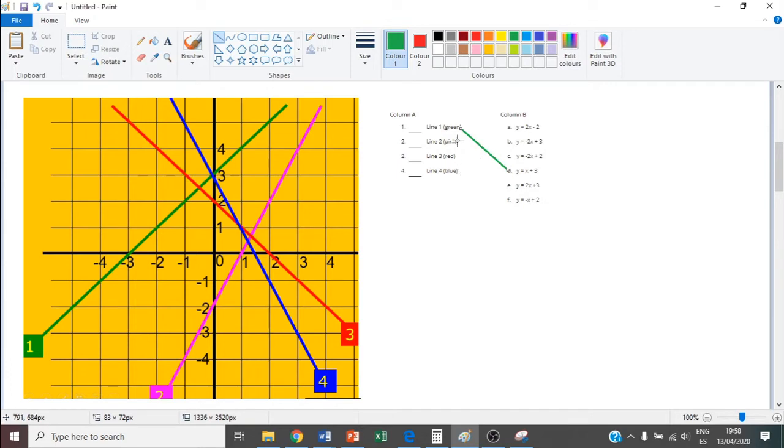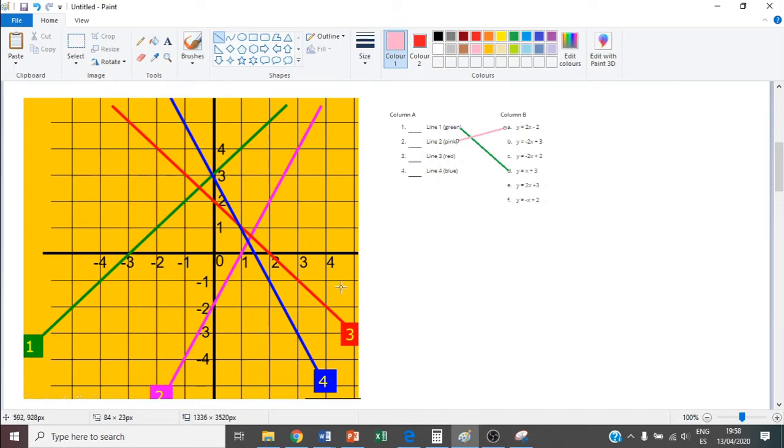So I'll go ahead and draw that one in, and I'm just going to double check that it's got the gradient that I'm expecting. It crosses the y-axis at negative 2. Every step out I go to the right, I have to go up 2. That's a gradient of positive 2. I go out to the right 1 and I go up 2. So yes, that's the equation y equals 2x minus 2 because the y-intercept is minus 2.